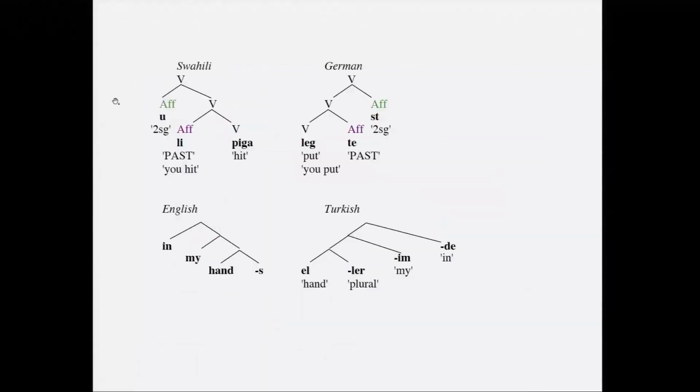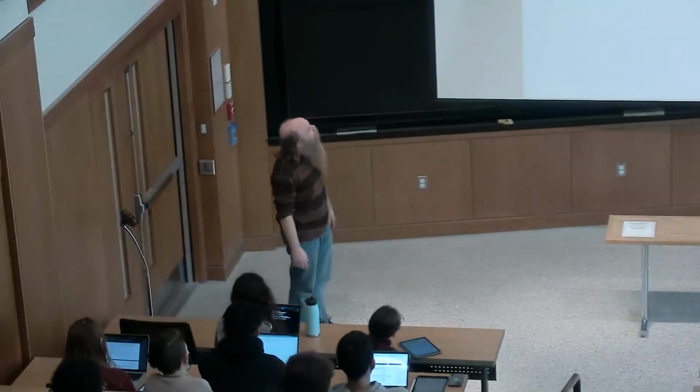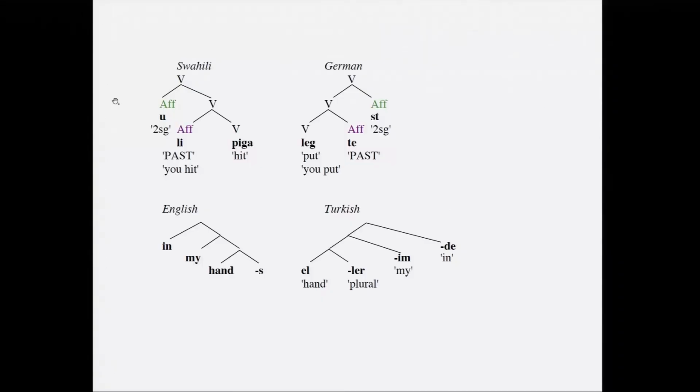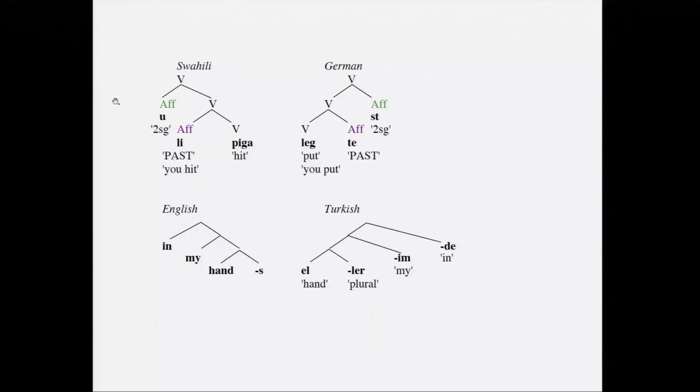Or similarly, there are various places where a pair of expressions can differ in all kinds of ways, including whether you're looking at prefixes or suffixes. So here's Swahili for you hit, and German for you put, and abstracting away from the fact that one of them is hitting and the other is putting. In Swahili, those are prefixes. In German, they're suffixes, but the order in which everything is merged is the same. Or in English and Turkish, in my hands, and the Turkish version of that, ellerimde, the Turkish morphemes are bound, the English morphemes are free, but the morphemes are being merged in the same order.